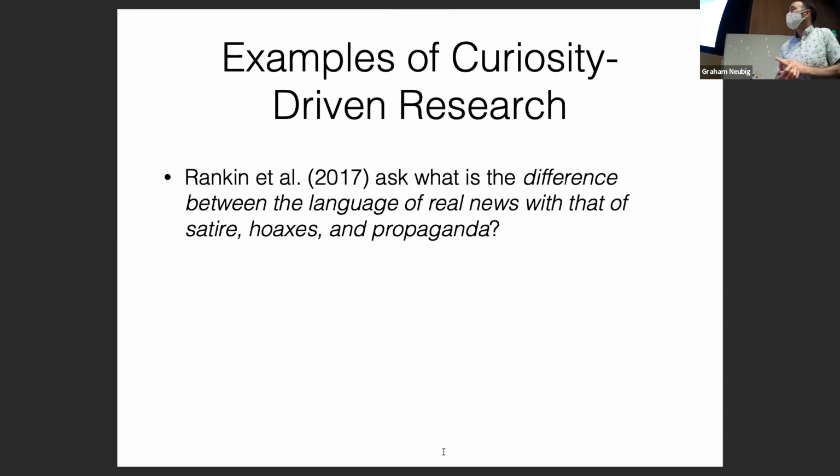So Rankin et al. 2017 are asking the curiosity-driven question of what is the difference between the language of real news with that of satire, hoaxes, and propaganda. So this is based on detecting fake news or satire or things like this. But this is a good question. You can basically say if we can quantify the differences in real quantities that you can measure across these two things and say one is significantly higher than the other, then you've kind of answered that question maybe in an interesting way.